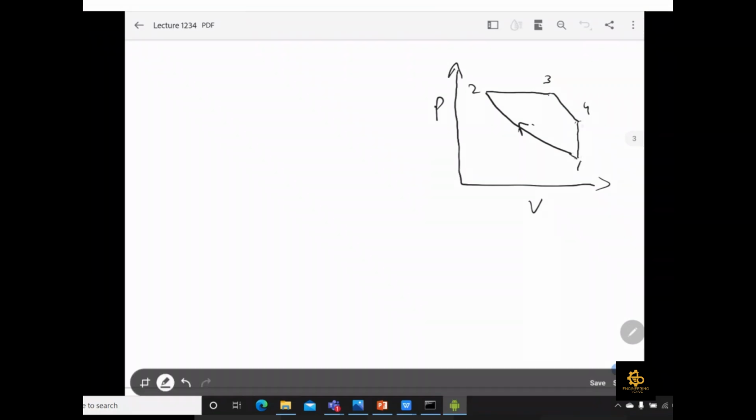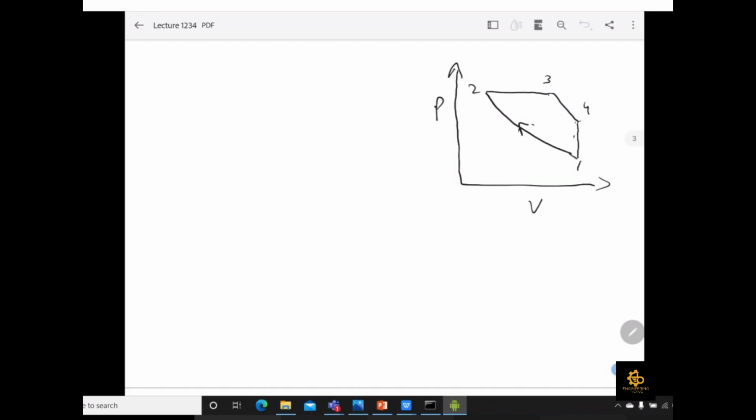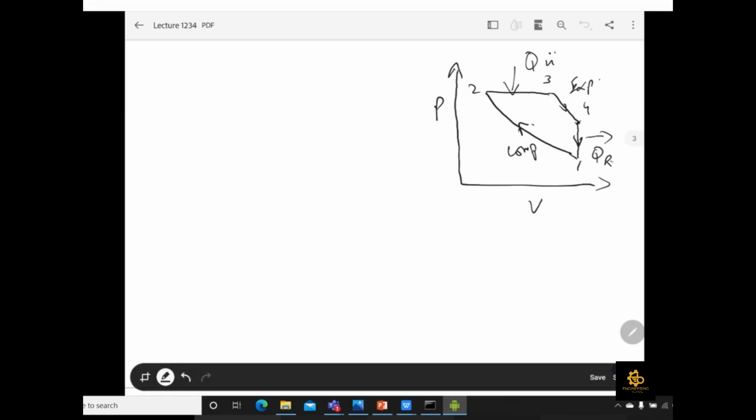Okay, so points number 1 and 4 will be aligned because this is the constant volume heat rejection process, QR, and this is your point number 4. You can say this is your expansion process, this is the compression process, and this is your Q in. Okay, so this is how we have to draw the diesel cycle PV diagram.